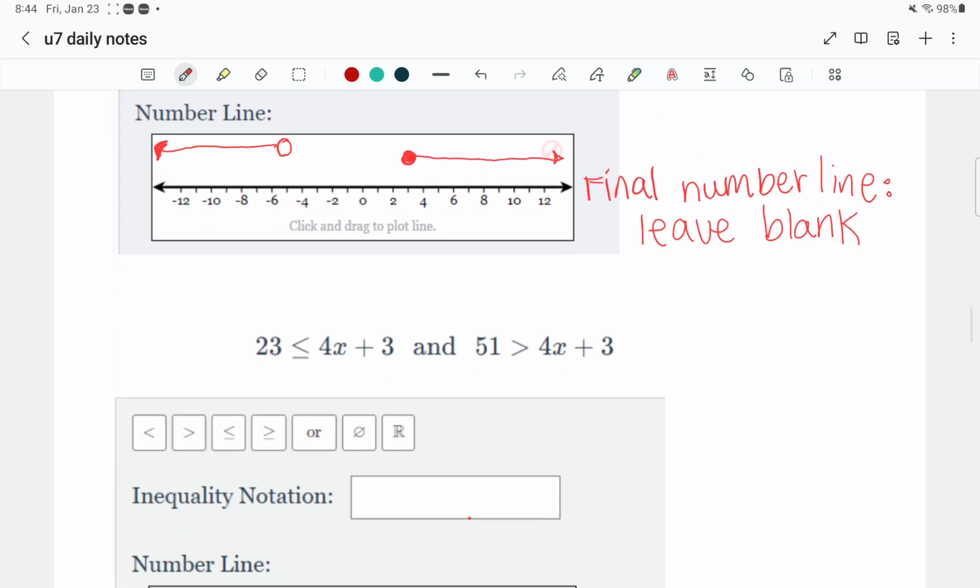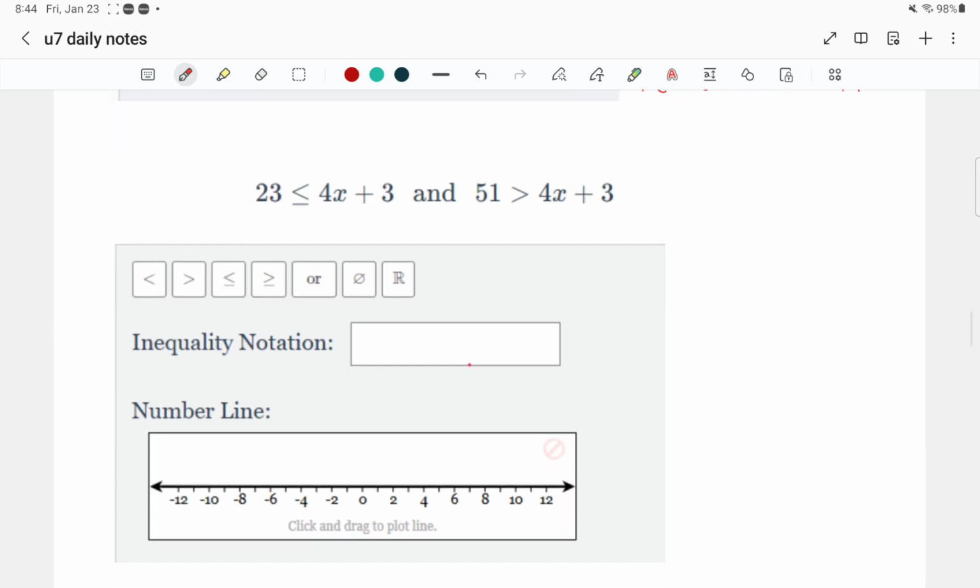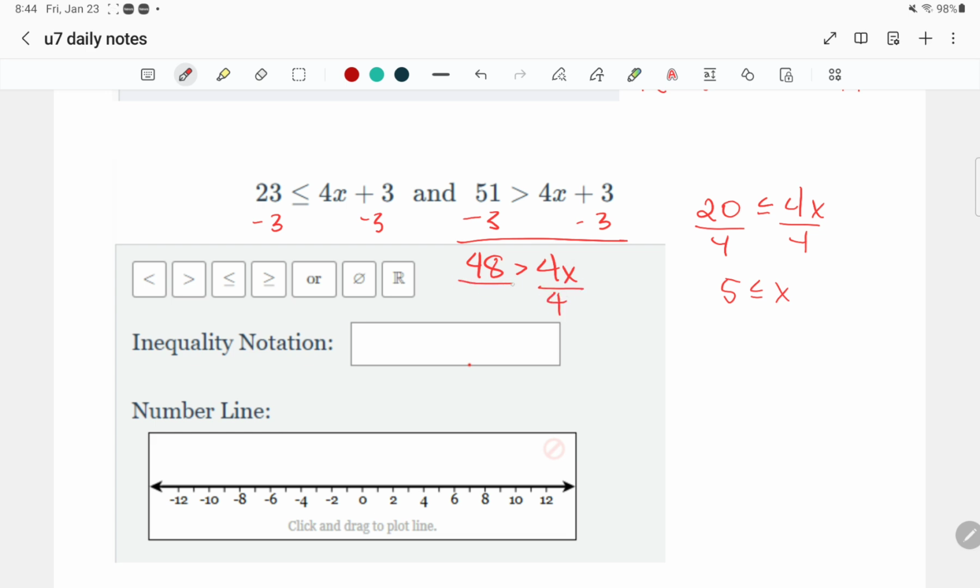What if they go opposite directions and they do cross? So, last one. Let's see. 20 is less than or equal to 4x. 5 is less than or equal to x. -3, -3. 48. X is less than 12, or 12 is greater than x.